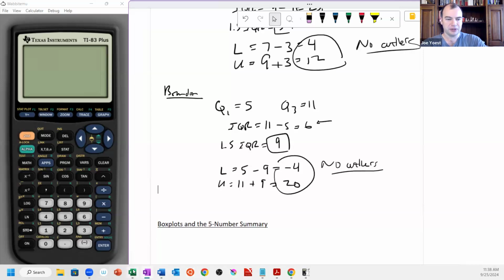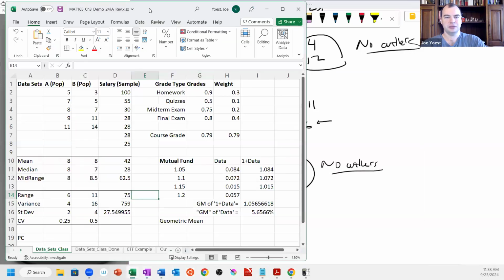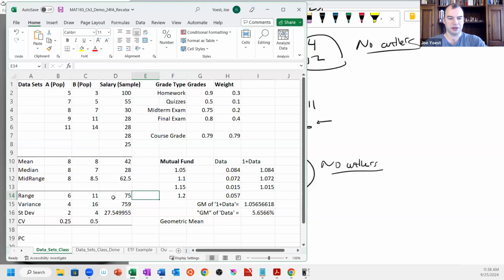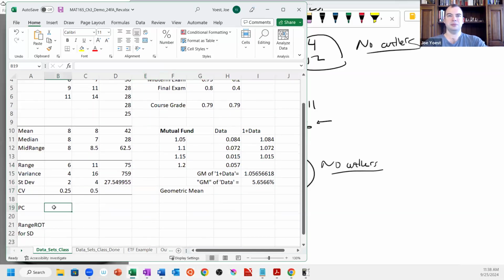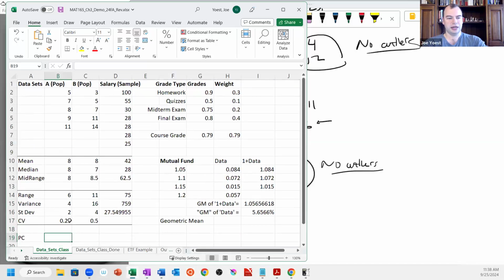Okay, so let's jump over to our Excel spreadsheet, the same one that we've been working with. Let's do a couple of things. Let's compute the Pearson coefficient of skewness for each of these. And then let's jump over to a different sheet after that, and we'll look at evaluating a couple of data sets for outliers.